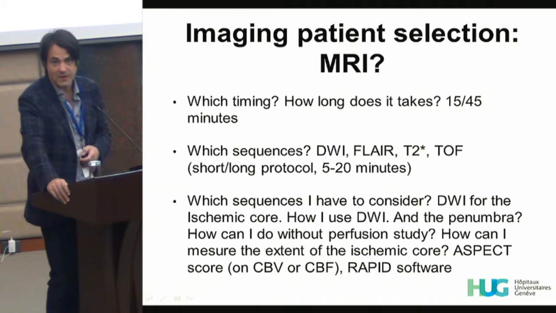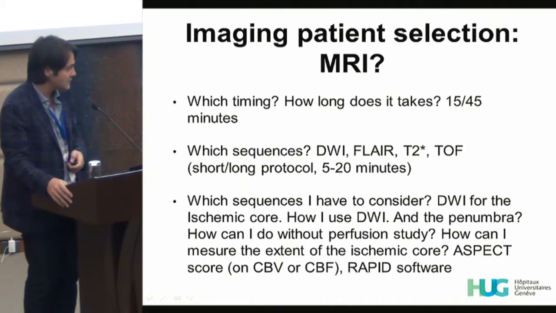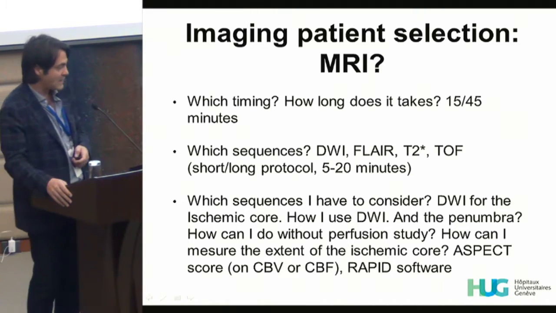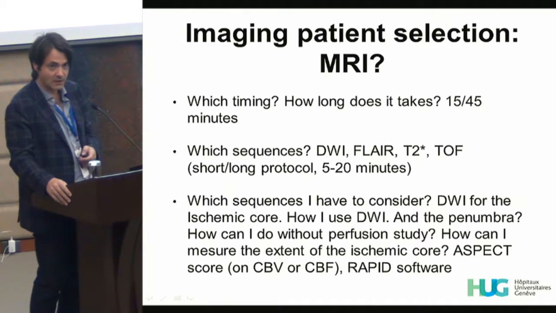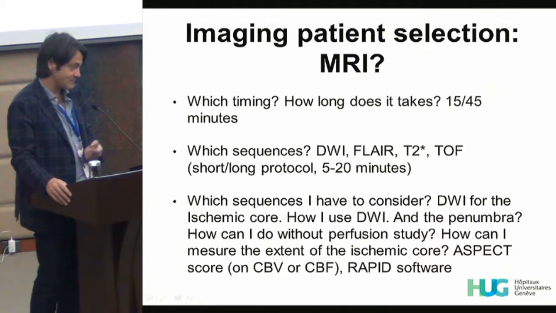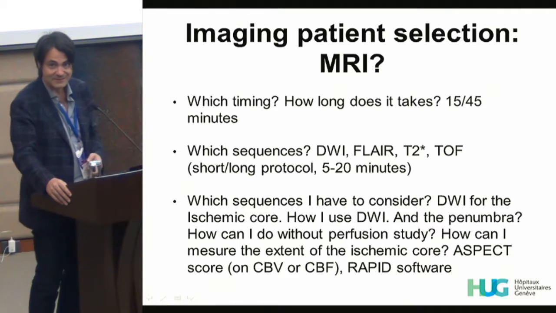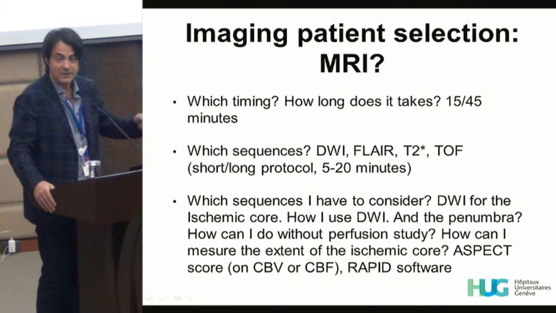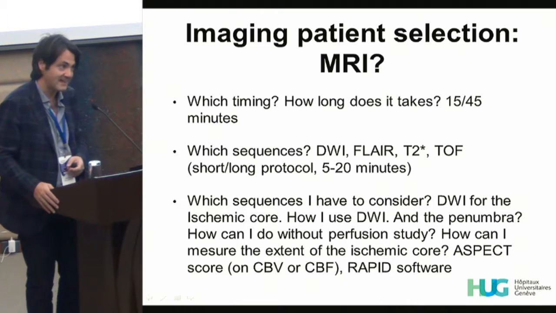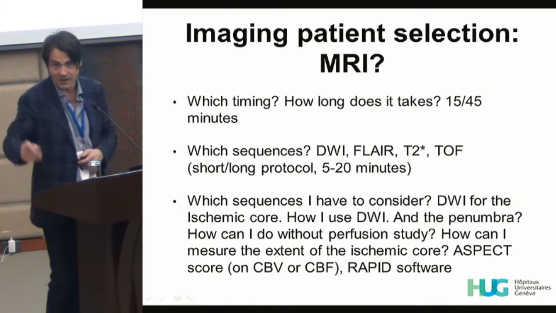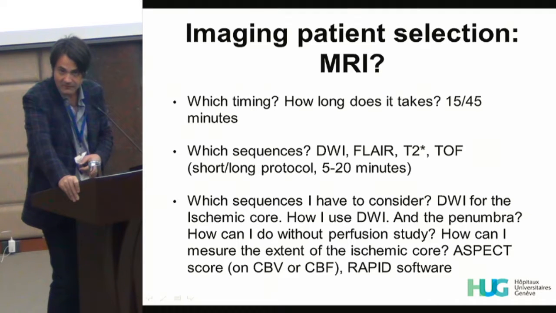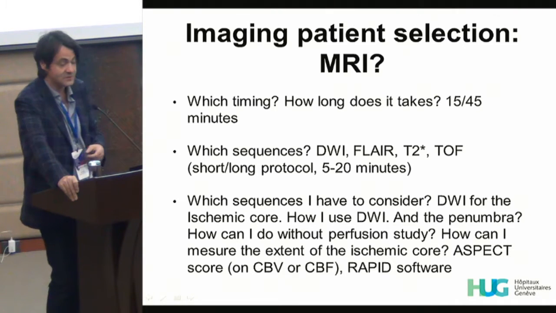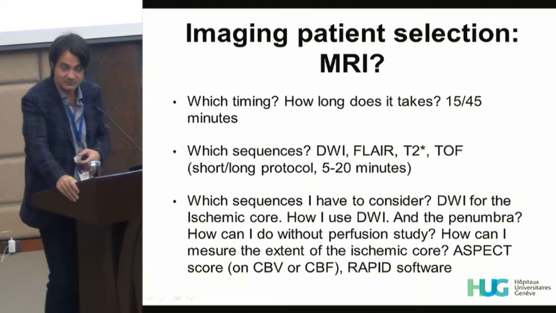If you use MR, what sequences do we use? It's DWI, FLAIR, a gradient echo, and TOF. It could take between 15 and 45 minutes, depending on where you do it. In our hospital, we have 8 MRIs, and we spend 1 hour to perform an MRI for a stroke patient. But if you select by CT, we spend just 15 minutes.